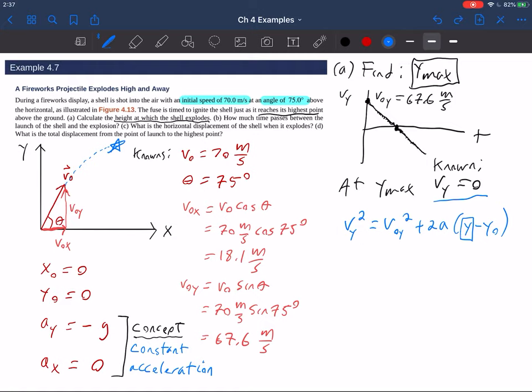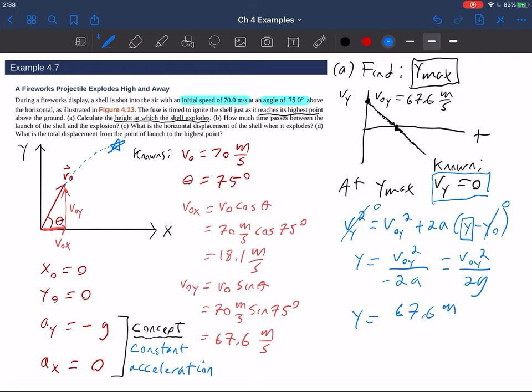Okay, so let's do that. Again, this is equal to 0, and this is equal to 0, because of our key known right here. So that enables us to solve this as y is equal to v naught y squared over negative 2a, excuse me. And I can plug in minus g here, so this becomes v naught y squared over 2g. And there we can plug in.